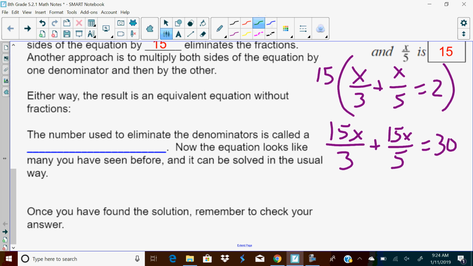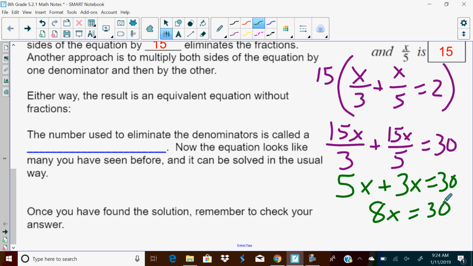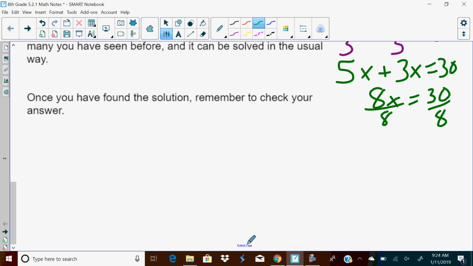Then I'm going to simplify. 3 goes into 15 5 times, so I get 5x plus 3x, because 15 divided by 5 is 3, equals 30. Then I get 8x equals 30. When I divide by 8, I get x equals, and I can leave it as a fraction, but simplified, 2 goes into each, so I get 15 over 4. So that's my final answer.